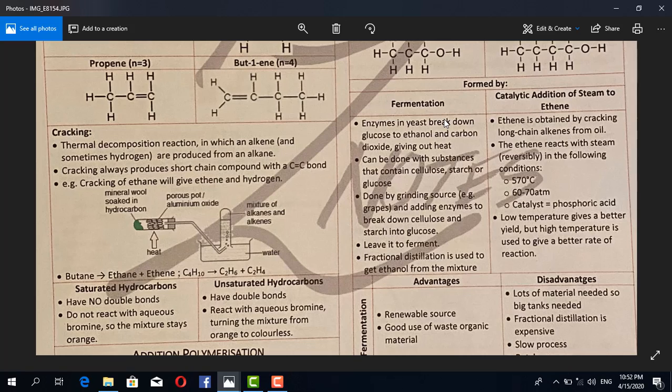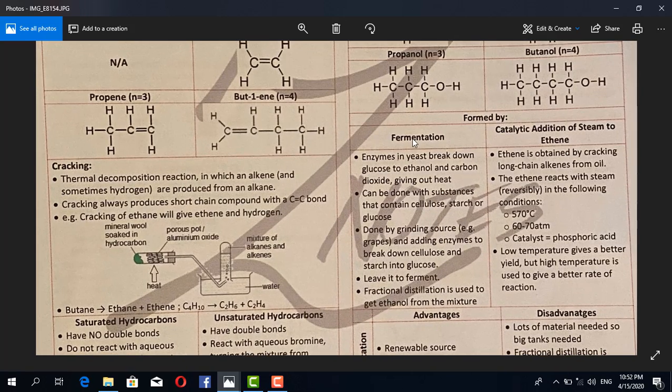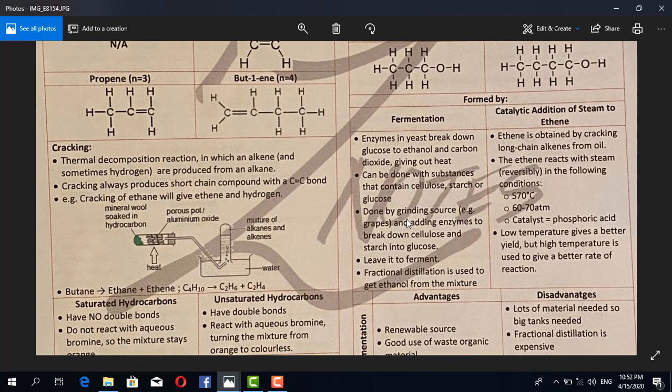Fermentation and catalytic addition of steam to ethene. In fermentation, enzymes in yeast break down glucose to ethanol and carbon dioxide, giving out heat. It can be done with substances that contain cellulose, starch, or glucose. It's done by grinding a source, for example grapes, and adding enzymes to break down the cellulose and starch into glucose. We leave it to ferment, and fractional distillation takes place to get the ethanol out of the mixture.